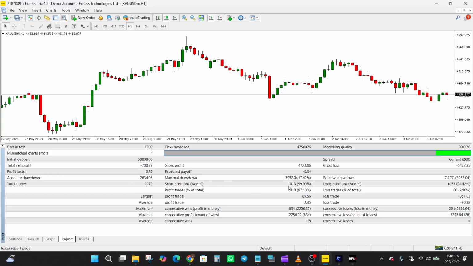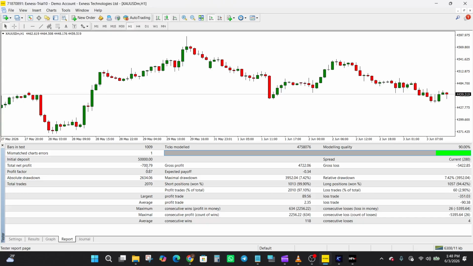The short positions were 1,013 with 99.9% win rate. The long positions were 1,057 with 94.42% win rate. Now, one thing that quickly catches my attention right here is that despite the amazingly high win rate, why do we still have a negative total net profit?